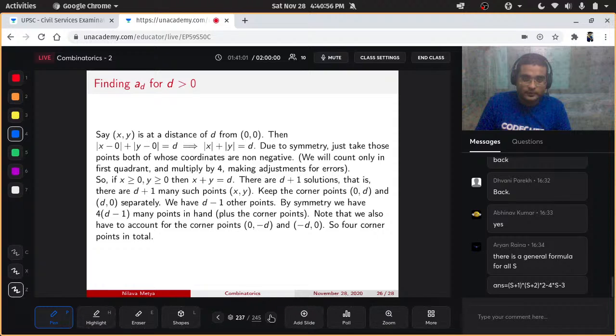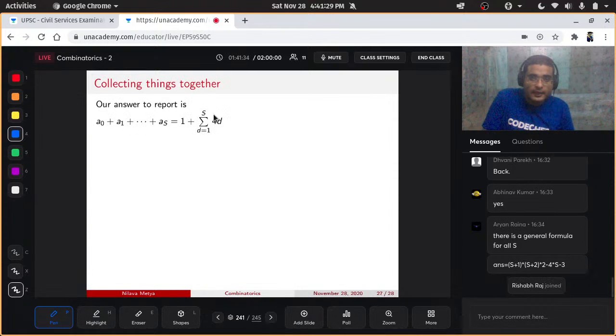What I mean is at distance D, exactly 4D points are there, whenever D is greater than 0. So we have our formula here. If you want to collect things together, you just sum, which is 1 plus this 4D from 1 to S. I take this 4 common out. So take this 4 common. It gives you 4 into this thing, whatever this is.